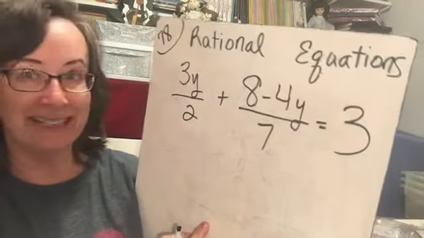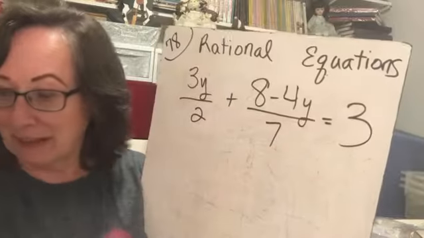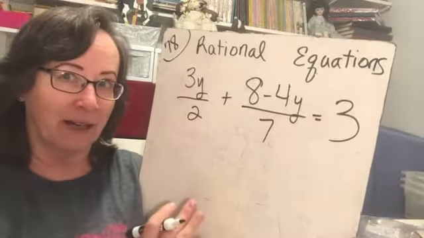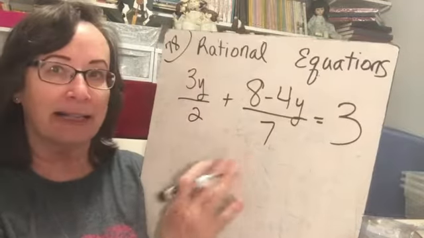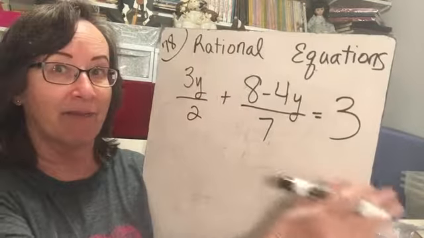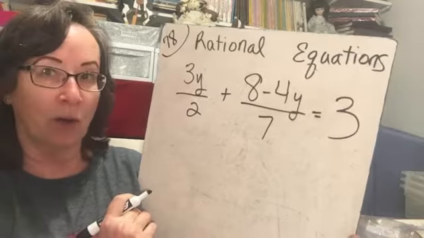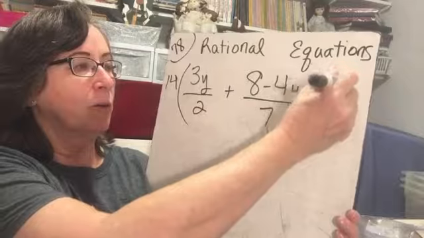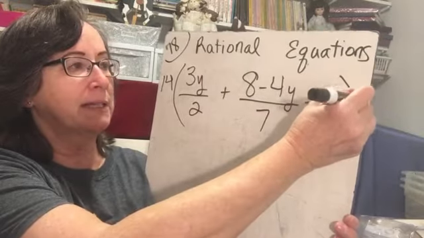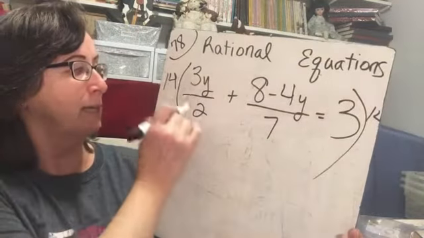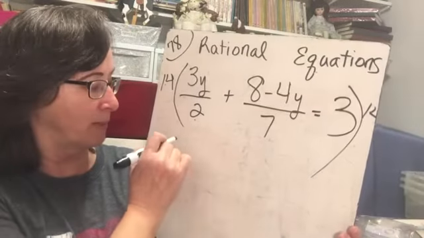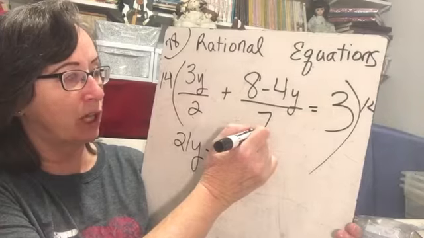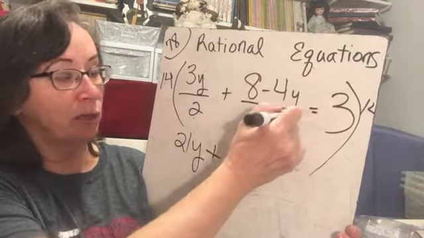Okay, the third example, we have a 2 and a 7 and nothing on the end, but even though we don't have anything over there, we still have to figure out what is the least common denominator and multiply every single part. So that's going to be 14. We're going to multiply the left-hand side by 14. We're also going to multiply the right-hand side by 14. 14 over 2 is 7. 7 times 3 is 21y. 14 over 7 is 2. So we're going to multiply a 2 across there.